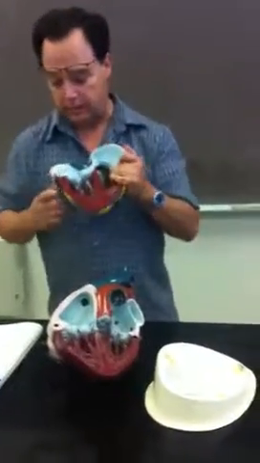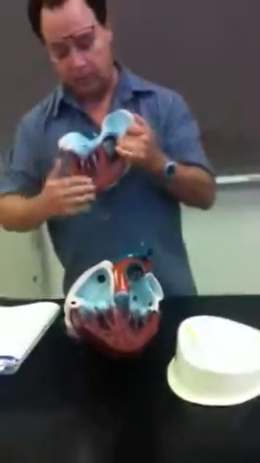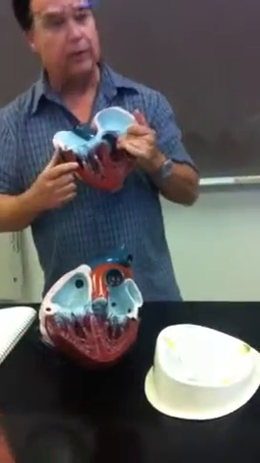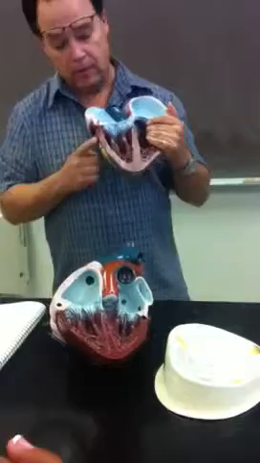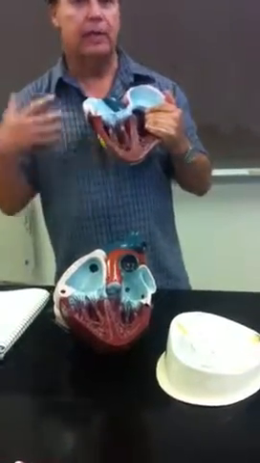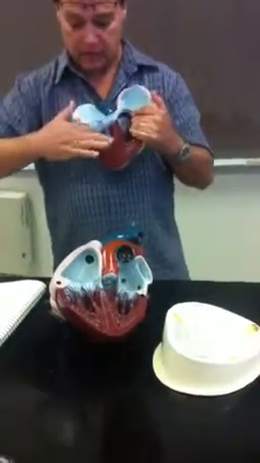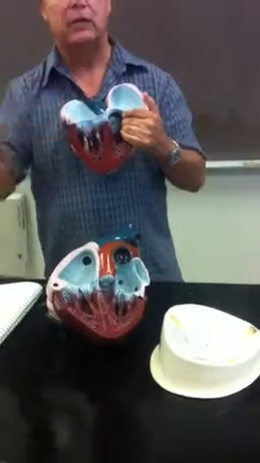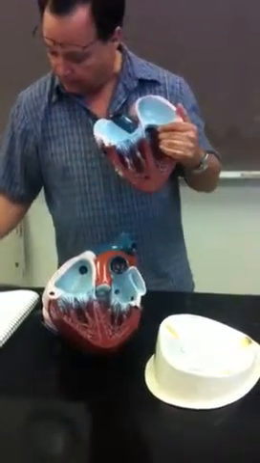There's 3 layers here. The bulk of the wall is the myocardium. It's muscle. This superficial layer on top of the myocardium is the epicardium. And the lining inside the chambers is the endocardium, inside.